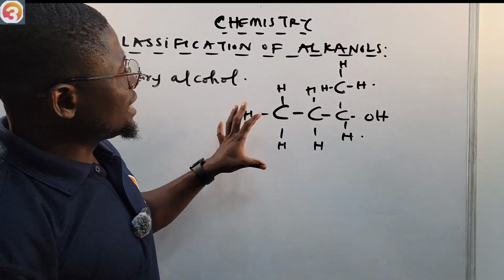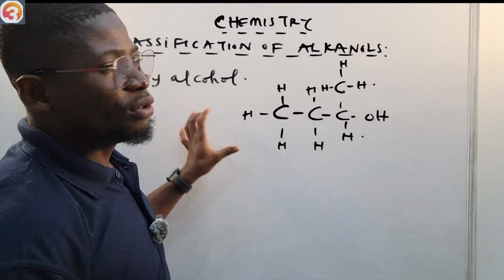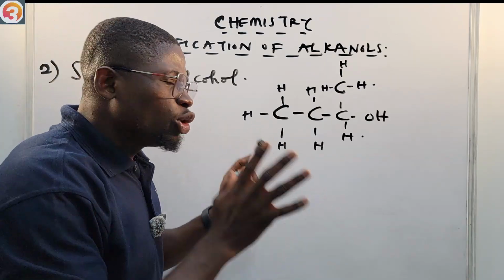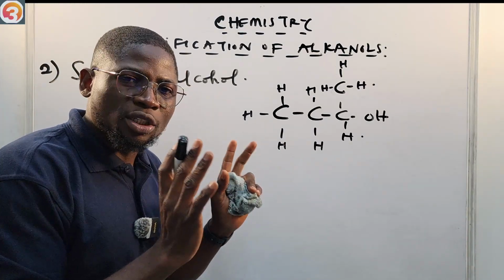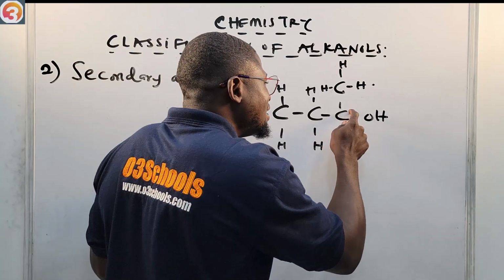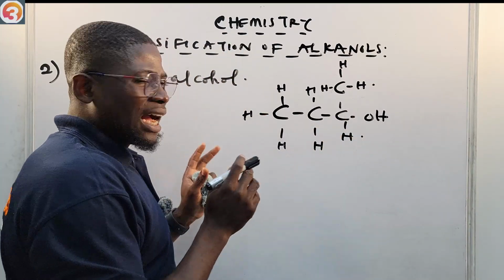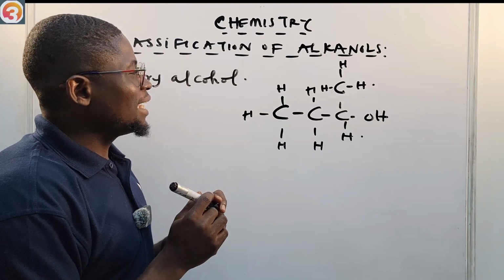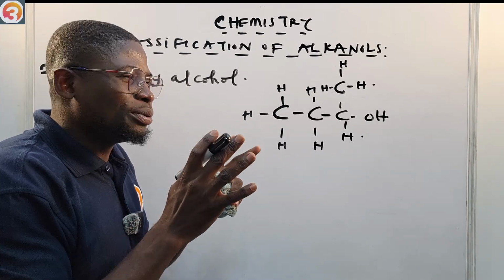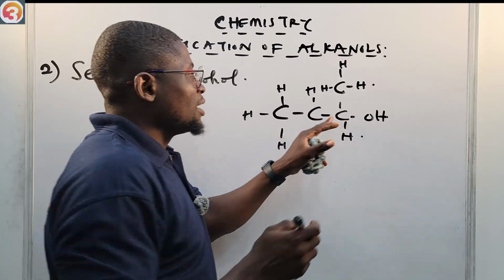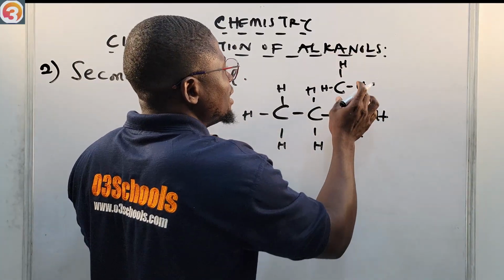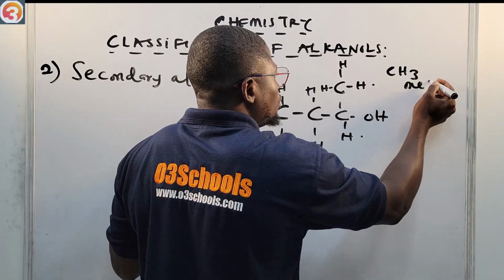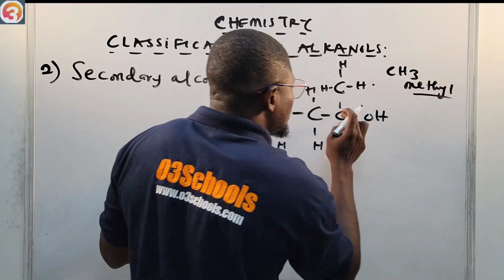Now, this is an example of a secondary alkanol. How do we know that it's a secondary alcohol? First of all, locate the carbon atom that is bearing the OH group. Where is the carbon atom bearing the OH group? That is this carbon atom here. Now the next thing to do is to see how many alkyl groups are bonded to this carbon atom. To the top, you can see very well, there's a methyl group here, CH3 group. So this is a methyl group bonded to this carbon atom.